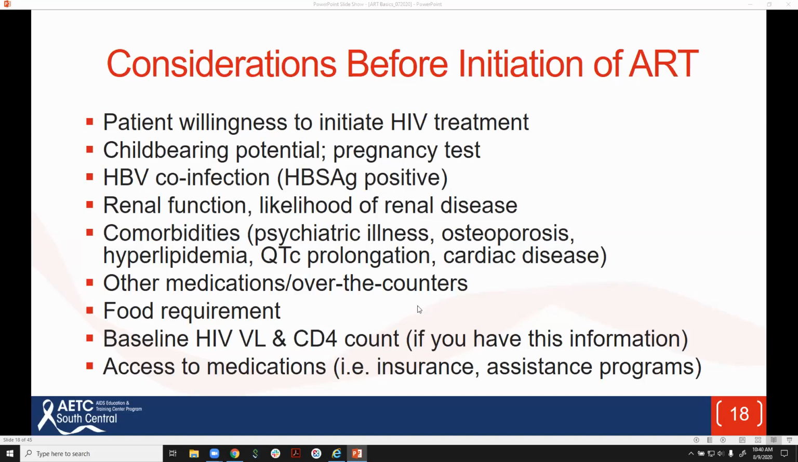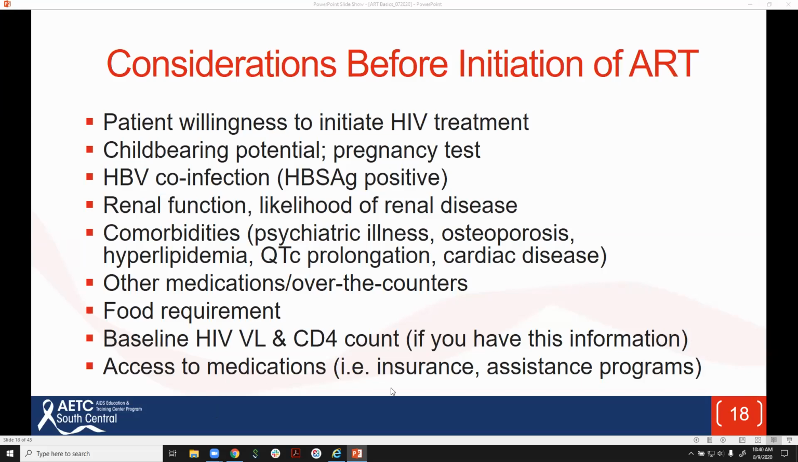Some antiretrovirals require food for optimal absorption, and so depending on someone's other comorbidities or their access to food, it's really important to know that before choosing a regimen. What is their baseline viral load and CD4? If you have this information, right? Oftentimes we can start antiretroviral therapy while those labs are still cooking and we don't have the results back. But there are a few regimens we would not use if someone had a high viral load and a low CD4 count. And so if you don't have this information, then you would not choose those regimens until you did.